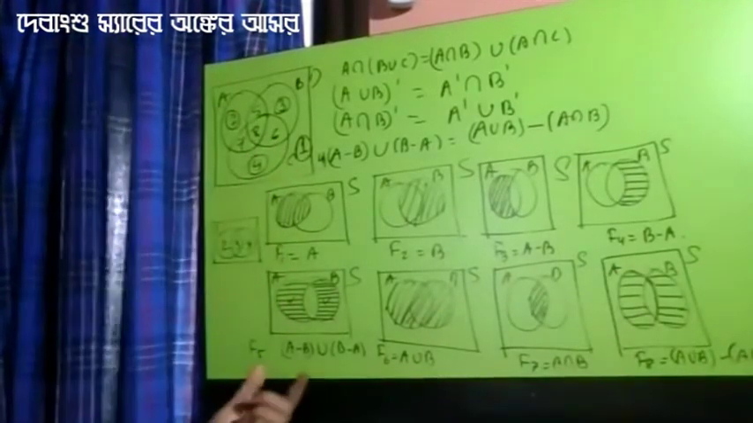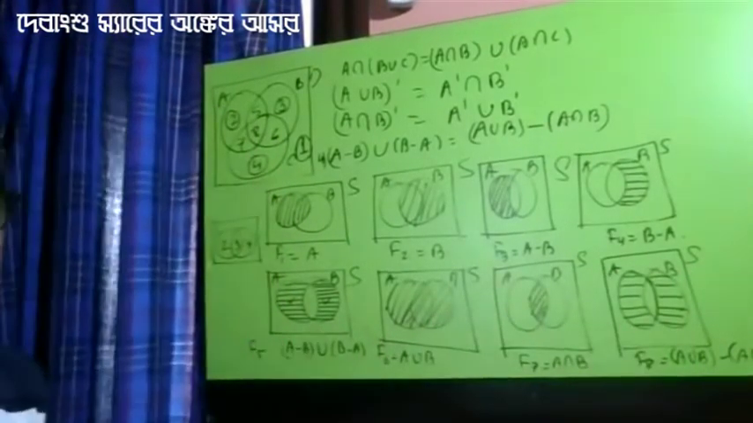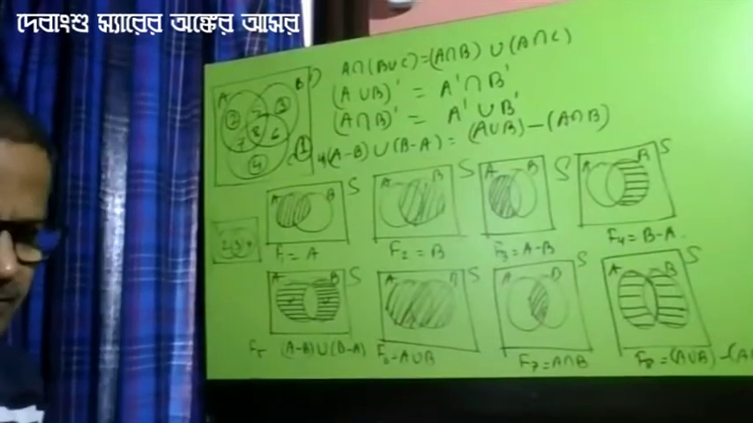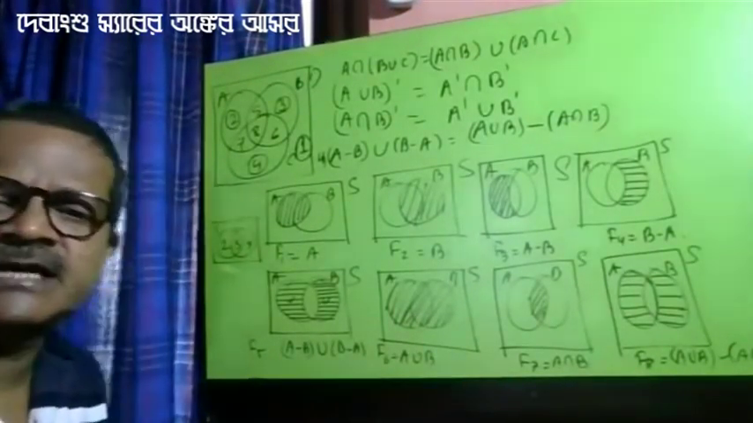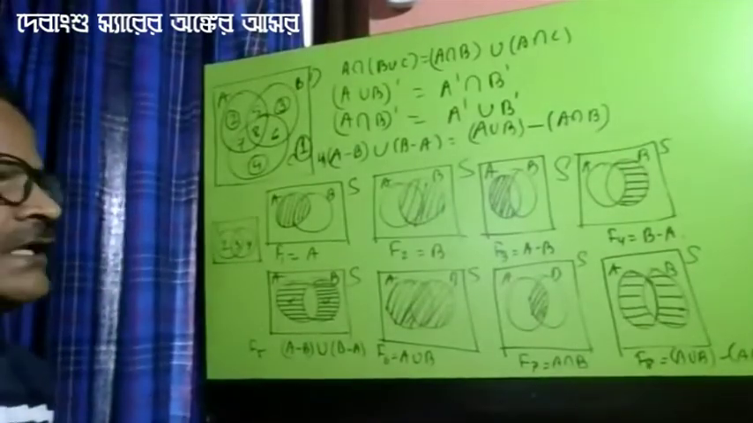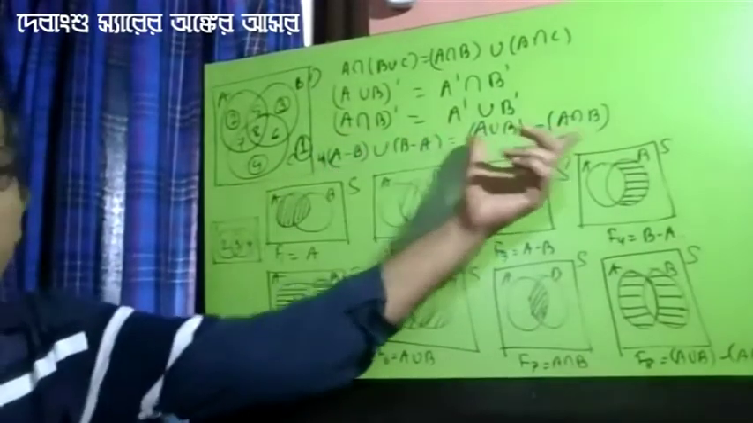Now see, these two diagrams are identical and it establishes the theorem. This proves that both the sets are equal.